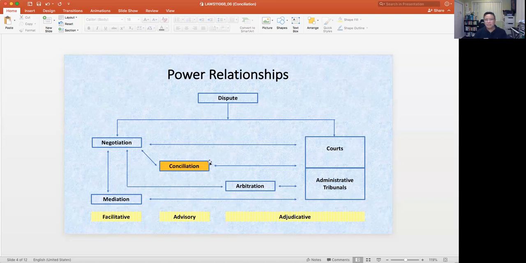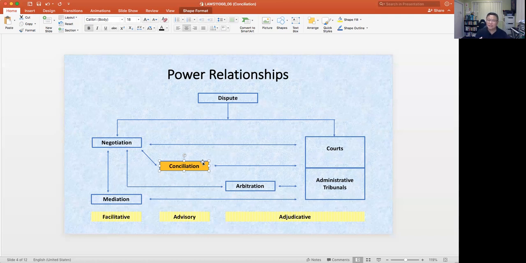And at the same time, the role of the conciliator is to try to get the parties to reach an agreement. So the conciliator, therefore, is in the middle with a clear mandate to try to get the parties, on the one hand, to reach an agreement, but at the same time, there is pressure coming from the courts or administrative tribunals because of the statutes creating these bodies to get the parties to reach an agreement.